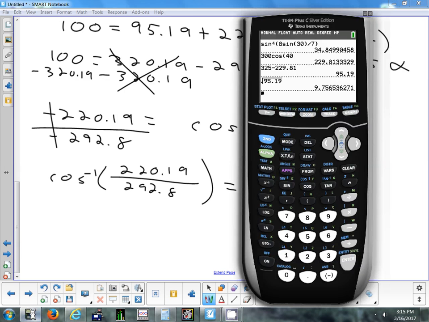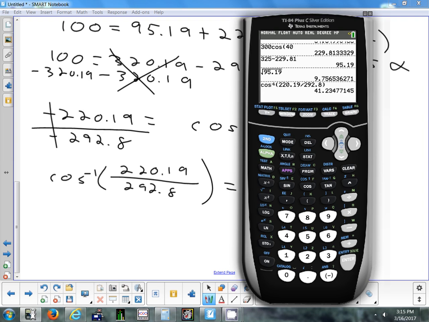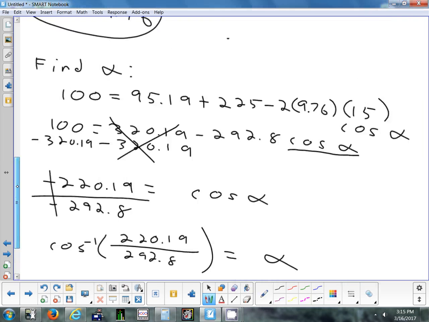That's why I was able to make up a side angle side problem, because I can't really mess anything up just making up one of those. All right, so inverse cosine of 220.19 divided by 292.8. So alpha is 41.23.